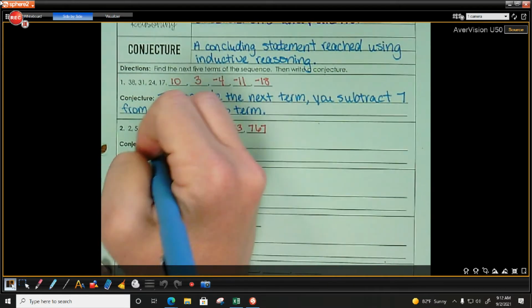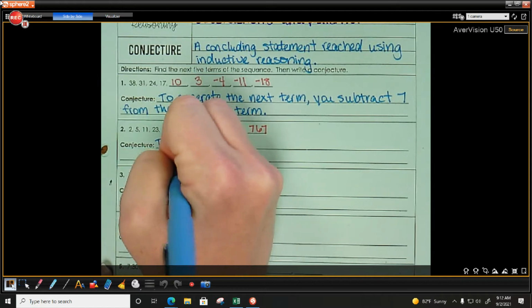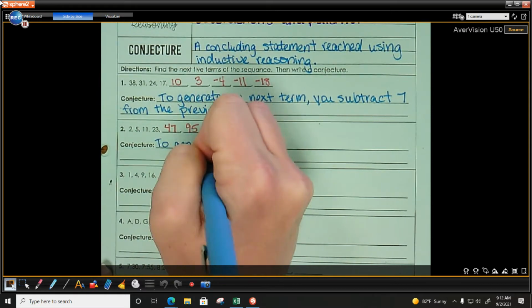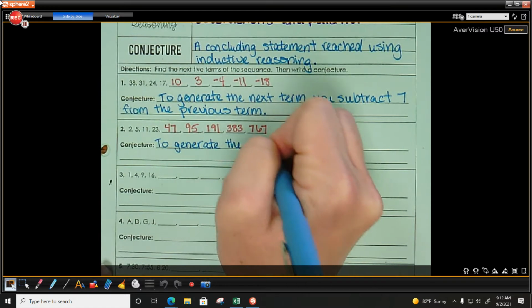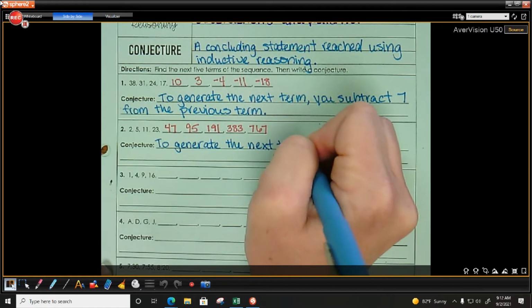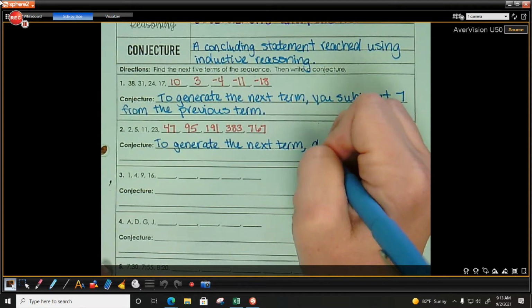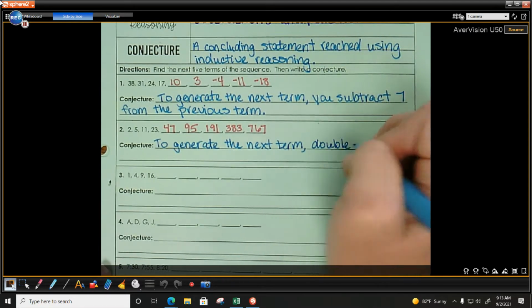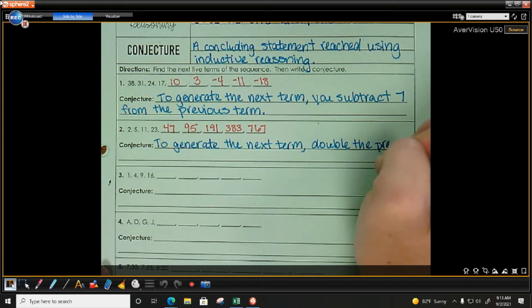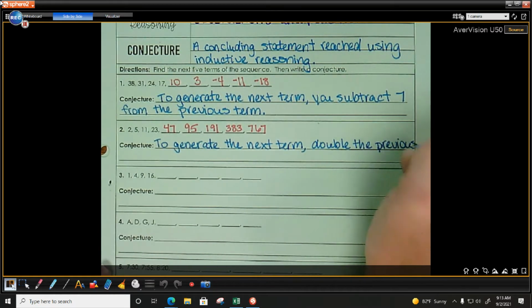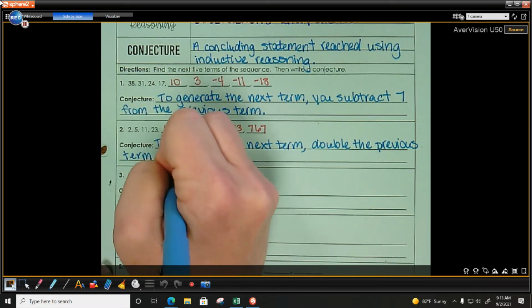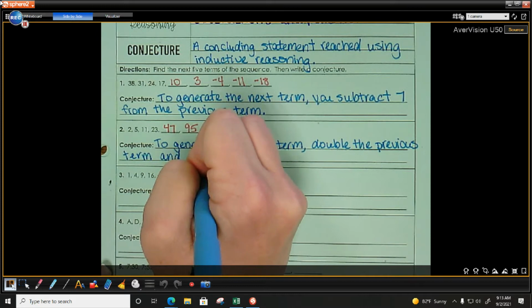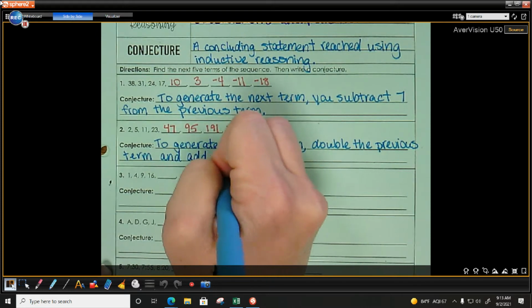So our conjecture is going to be to generate the next term. Double the previous term and add 1.